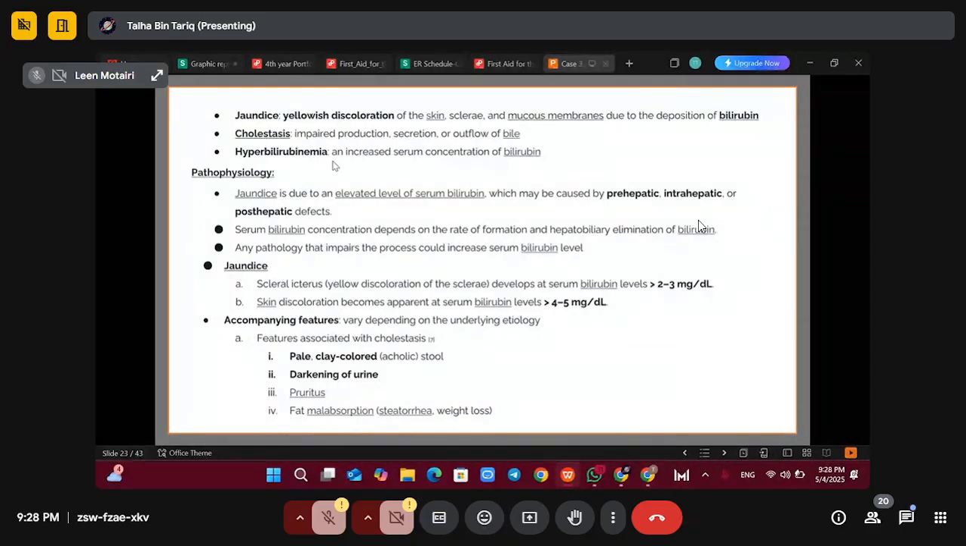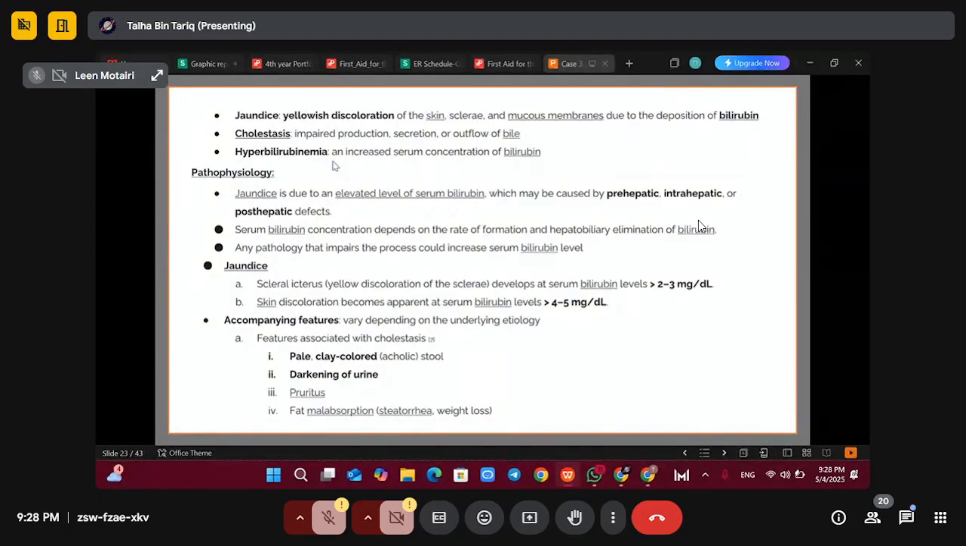Pathophysiology is that jaundice is due to an elevated level of serum bilirubin, which may be caused by prehepatic, intrahepatic, or posthepatic defects. Pre means before the liver, intra is within the liver, and post is after the liver, for example, within the ducts or the bile duct, the common bile duct. Then the serum bilirubin concentration depends on the rate of formation and hepatobiliary elimination of bilirubin. So any pathology which is causing any abnormality in the process of bilirubin metabolism, or increasing the bilirubin levels in your serum, can cause jaundice.